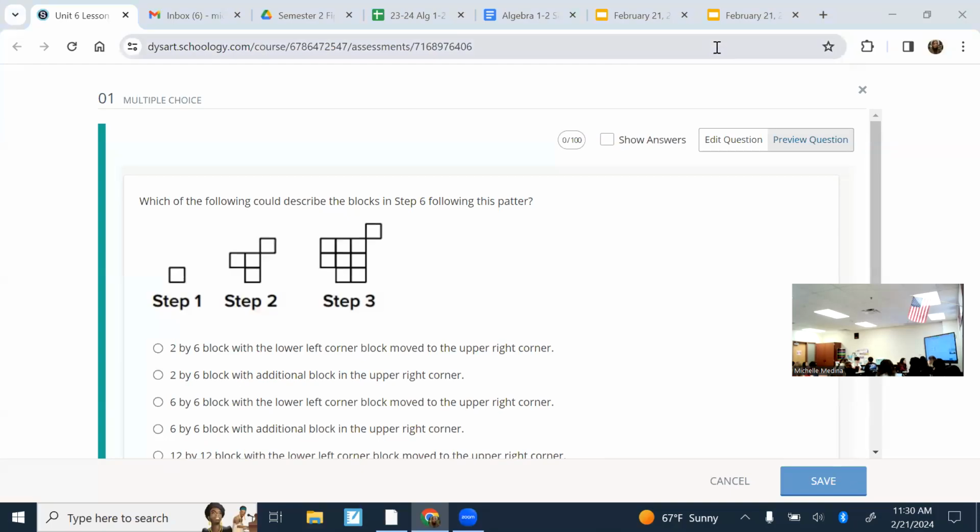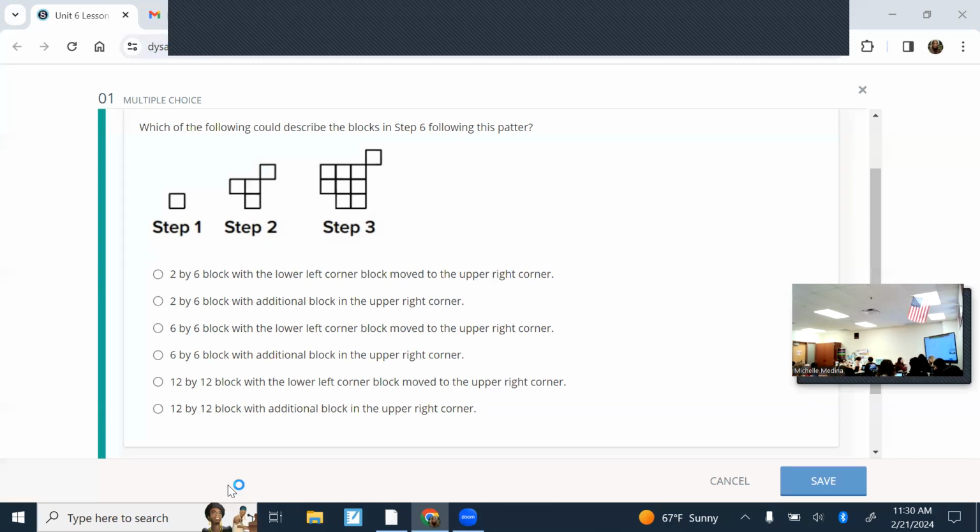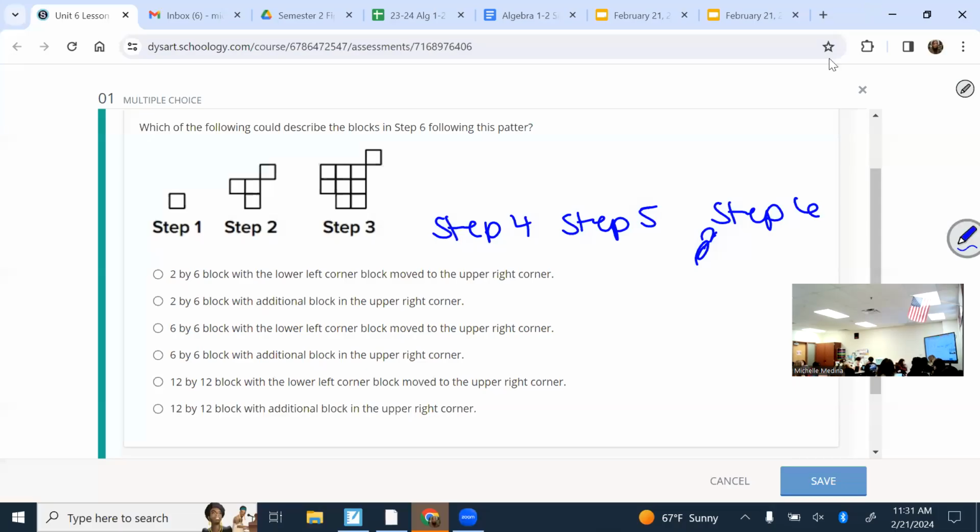So number 1 on lesson 3 and 4. We have, which of the following could describe the blocks in step 6 of this pattern? For this one, you would probably be best off counting the number of squares in each step. We could just continue the pattern.